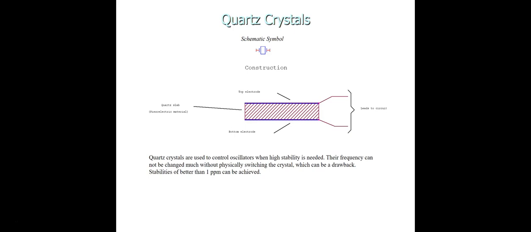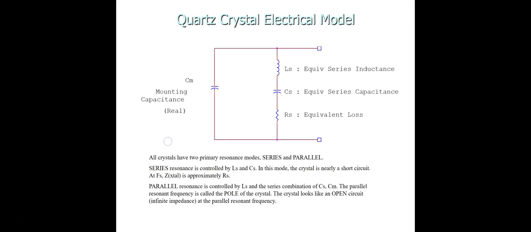In order to keep the crystal in oscillation, energy must be supplied periodically. This is a perfect job for an amplifier. By applying positive feedback, we can make sure the crystal will continue to vibrate. So now we are going to see the electrical model of the quartz crystal oscillator.